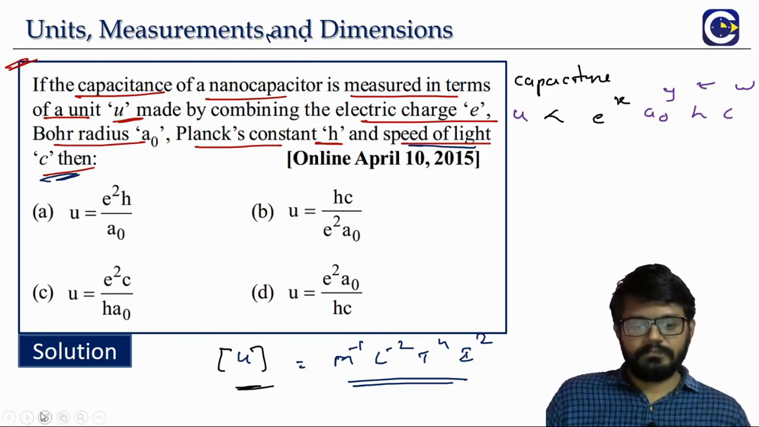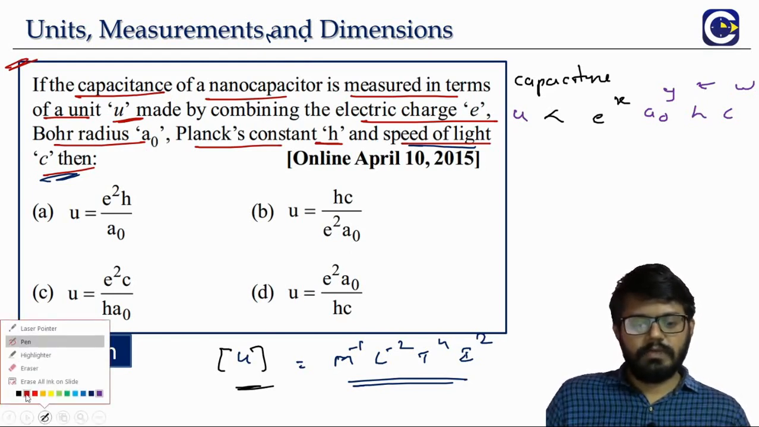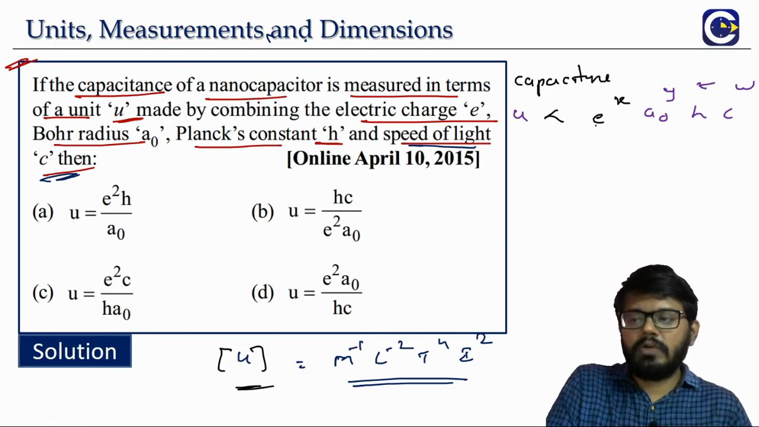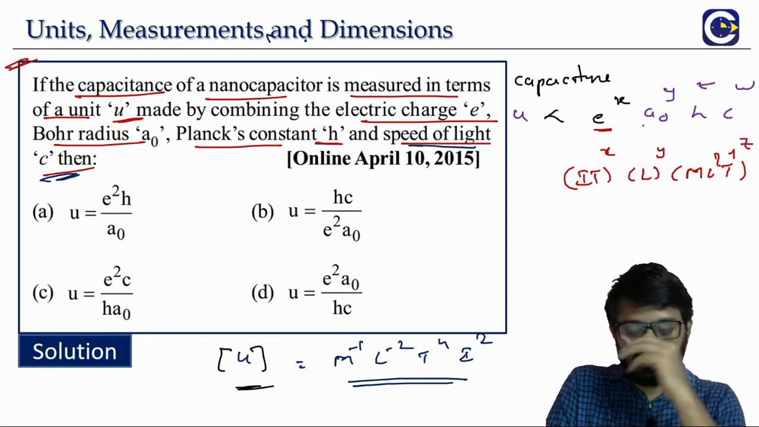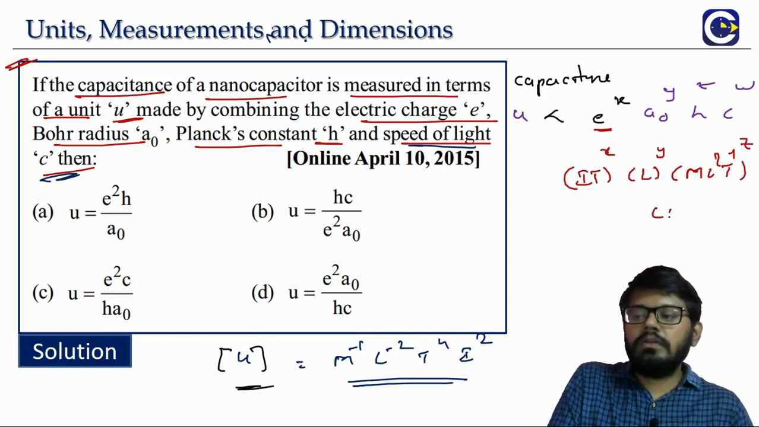This is it. So we'll have to substitute them one by one. If we substitute them one by one, what happens? E is I t, so it is (I t) power x. A naught is length. h is M L square t power minus 1, that is Planck's constant. c is L t power minus 1.